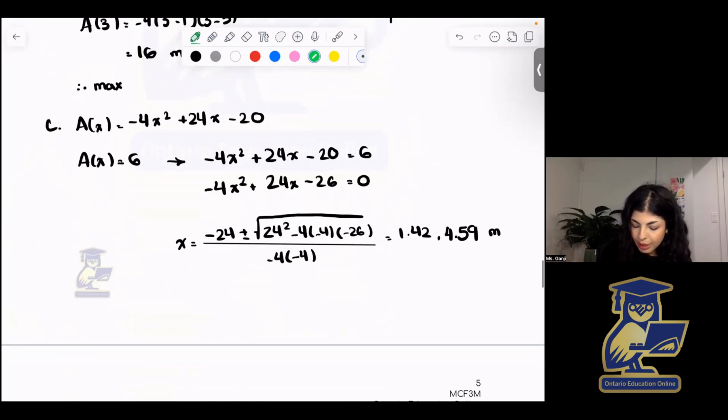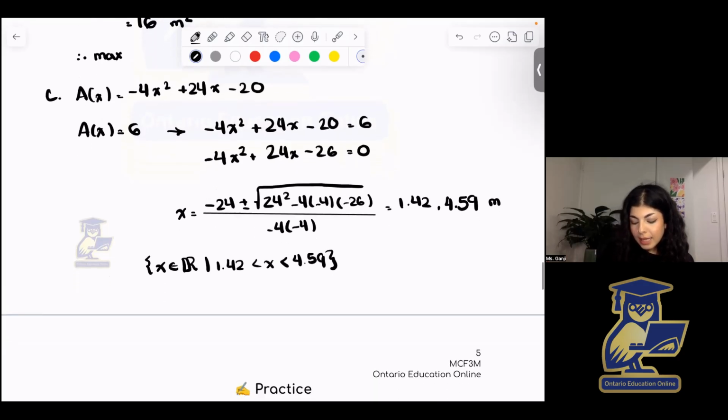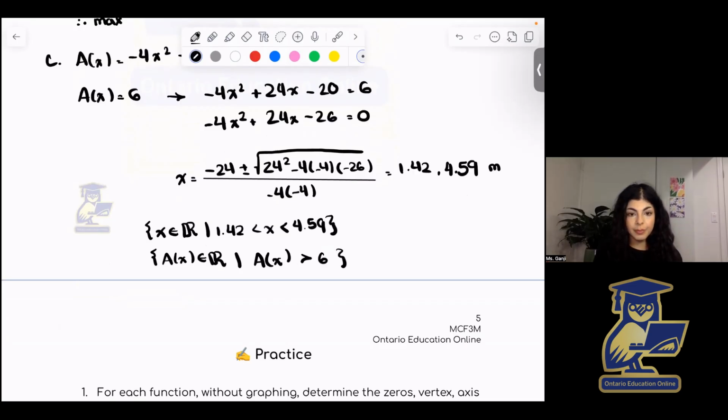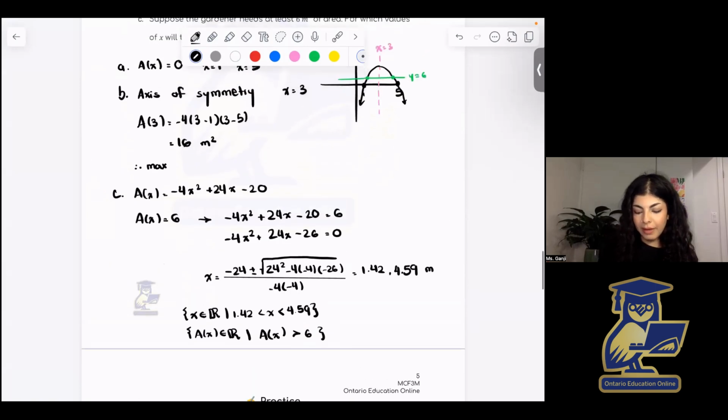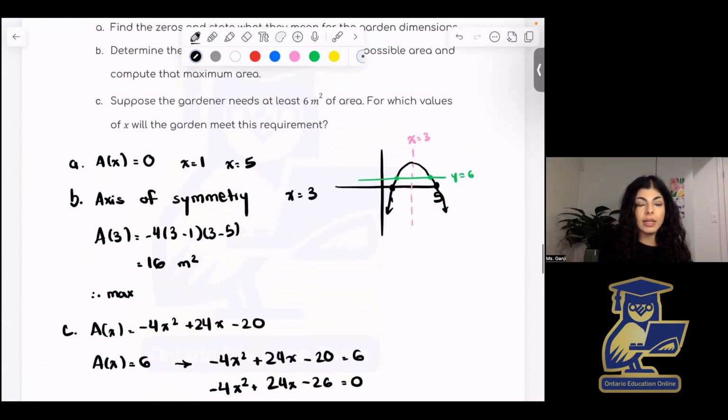So using set notation here, I will write x belongs to the set of real numbers, and my restriction here is x has to be greater than 1.42, and has to be smaller than 4.59. In this case, just so you see it as well, my range for this particular set would be A of x is greater than 6. That would be all the values of A of x greater than 6, because that's what the gardener requires. So that's your domain and range also in set notation.